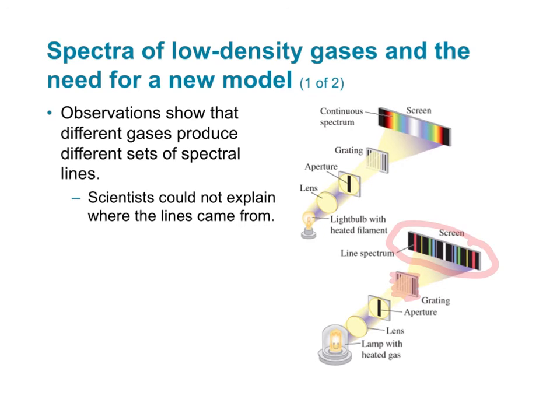And every element had a unique emission spectra. So these bright lines were unique to each gas. It was kind of like a fingerprint for an element. And each one of those bright lines represents a specific wavelength of visible light.